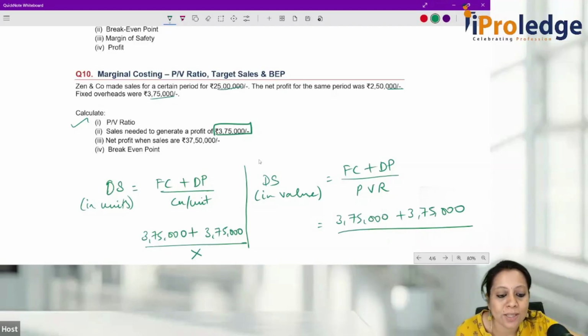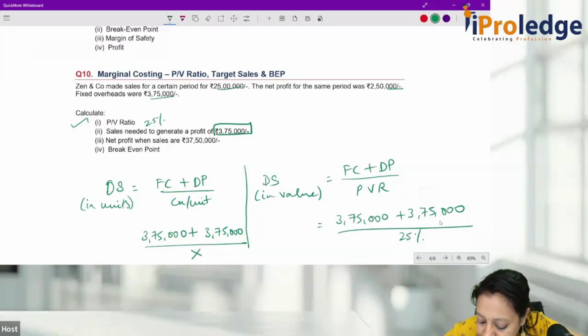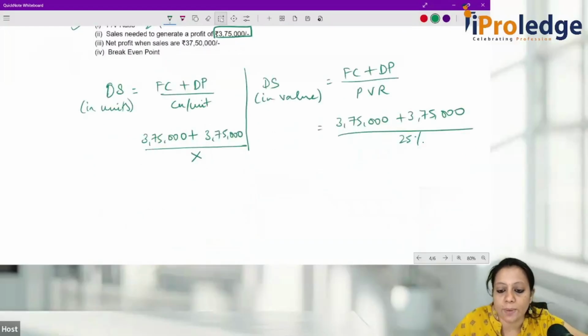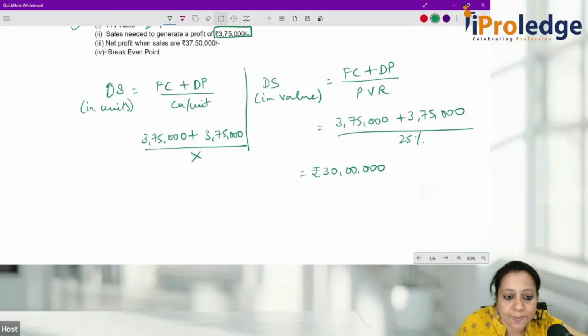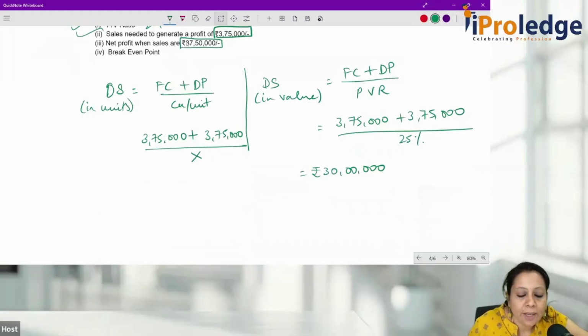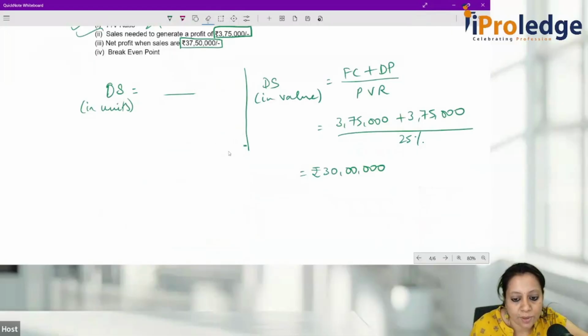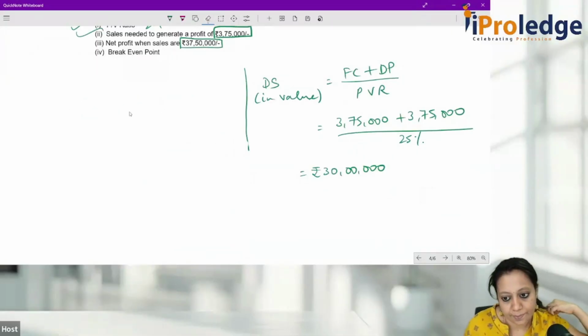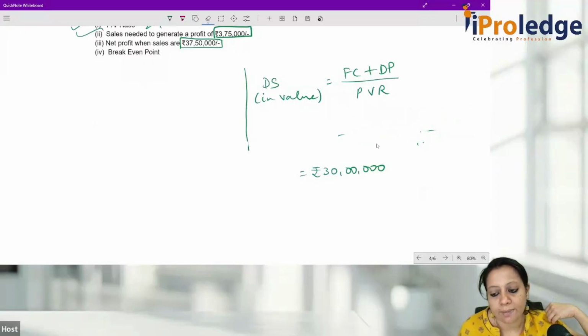So the PVR is how much? Just now we found it was 25 percentage. So 3,75,000 into 2 divided by 25 percentage, we are getting 30 lakhs. So desired sales is equal to rupees 30 lakhs. That is the answer for the second subdivision. Now, whether they are giving profit or sales, we can use this formula. I already told you.